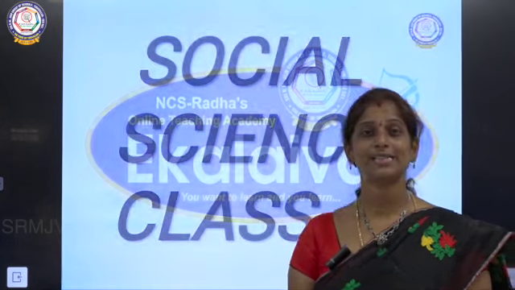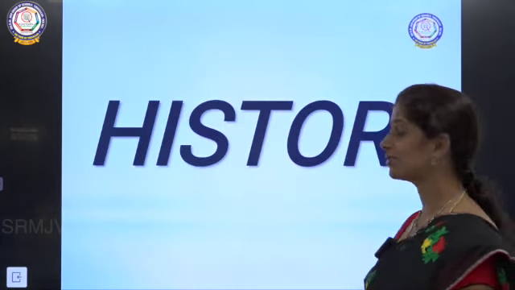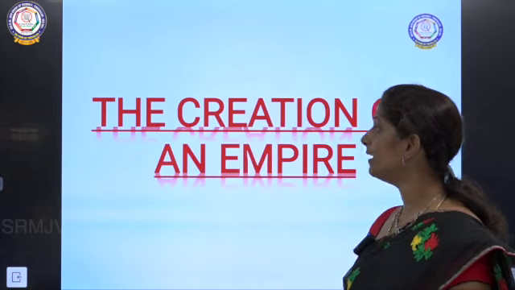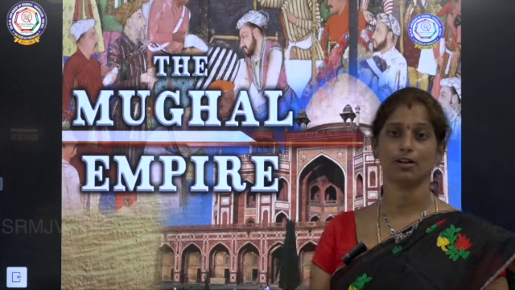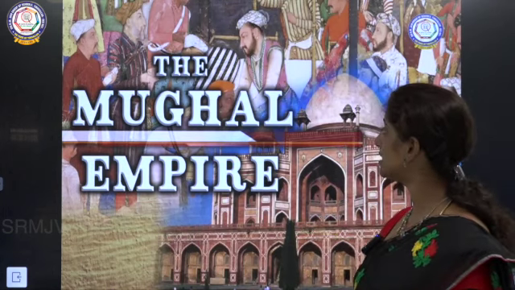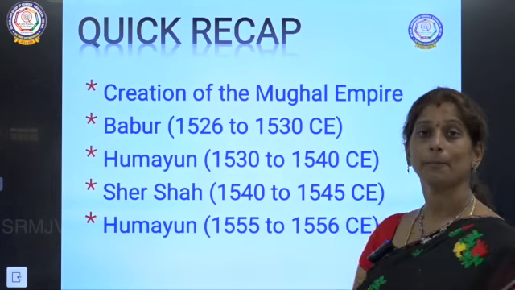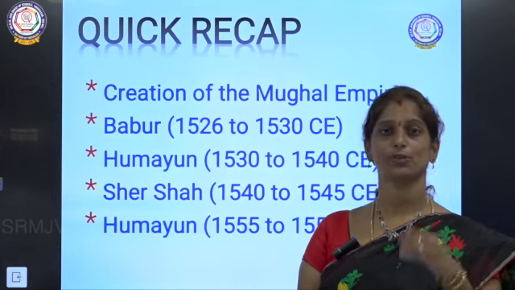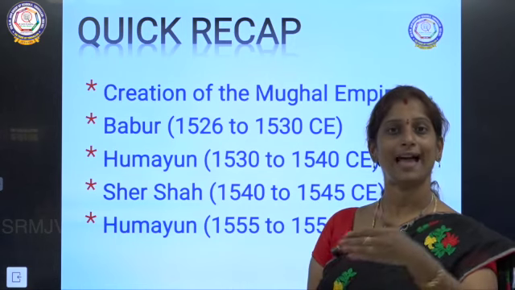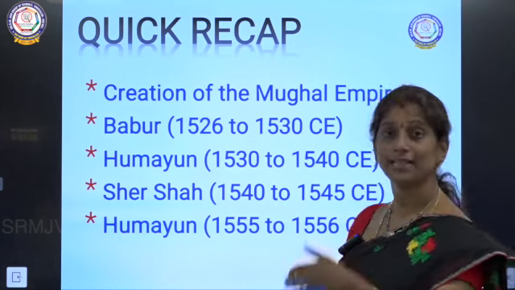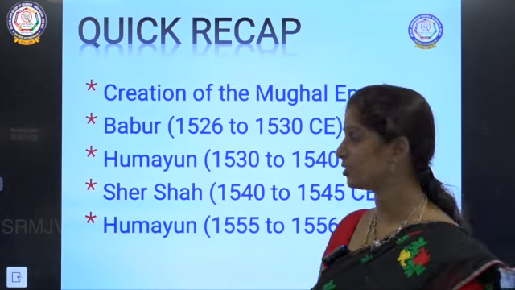We have been already seeing about the creation of empire in our history lesson, right? In that we have been seeing about the various Mughal rulers, yes? The first king of this Mughal empire was Babur. We have seen about him, and then about Humayun, and then came Sher Shah, and finally Humayun returned back. Till that we have completed in our previous session.